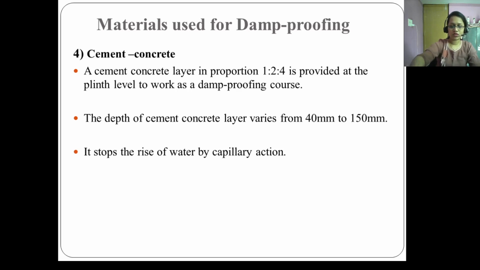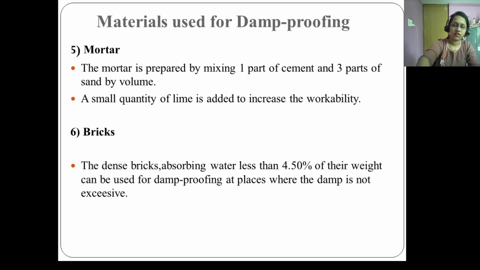Then we have the cement concrete. A 1:2:4 mix is generally provided at the plinth level to work as a damp proofing course. The thickness may vary from 40 mm to 150 mm, and it stops the rising of water by capillary action. Then we have the mortar.